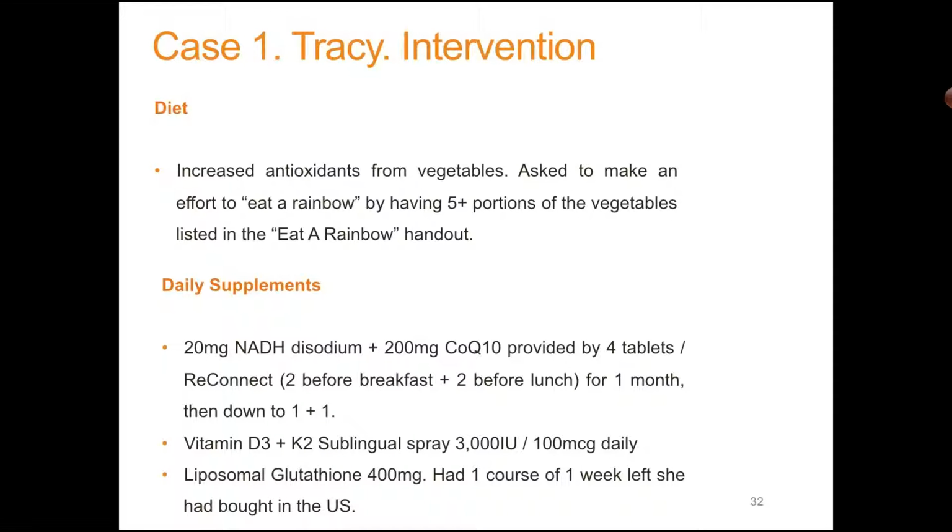So the normal dose that you get in the box is just 1 and 1, or 2 tablets at once if you want it, but 2 tablets a day. And I went with double just because of the urgency of the situation. And I also did a sublingual D3 and K2 spray, which is Good Health Naturally. I didn't put that in there, but that's the brand.